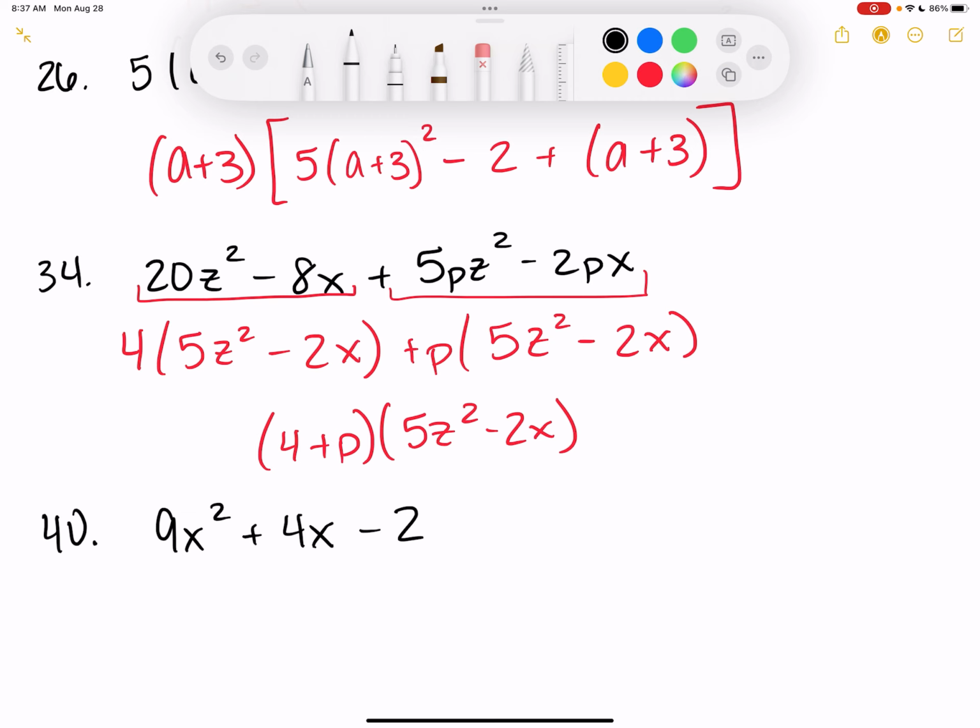So when I have just a 1 in front, it's pretty easy. I usually just figure out what the two numbers I need are, and then I just go ahead and write my two factors. But when it's got a number in front, we do the arch method. So we multiply the number in front times the last number. So I need factors of negative 18 that add up to give me positive 4.